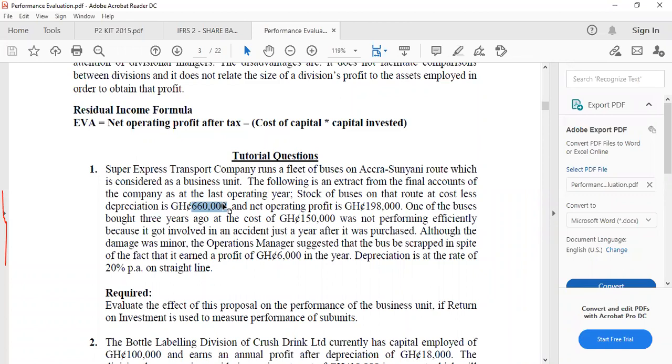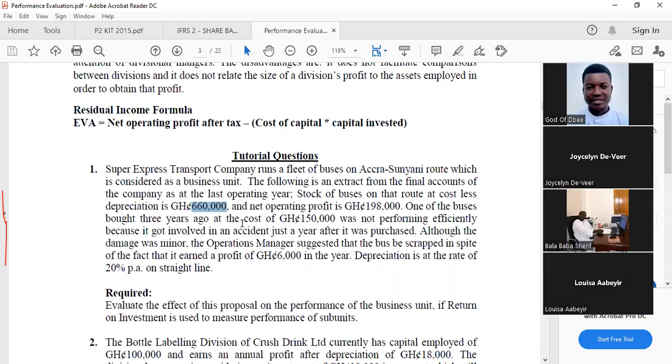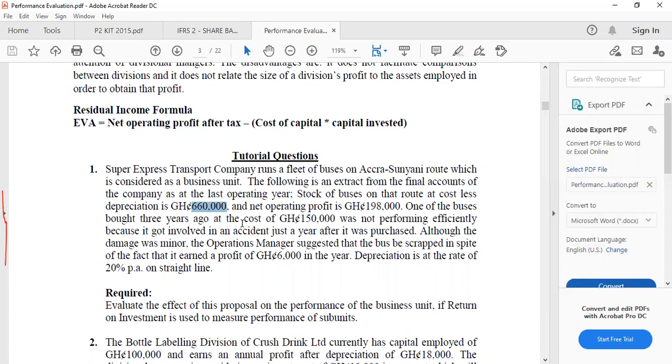Let's read the question. One of the buses bought 3 years ago, at the cost of 150,000, is inefficient because it was involved in an accident just a year after it was purchased. Although the damage was minor, the operations manager suggested that the bus be scrapped in spite of the fact that it earned a profit of 6,000 in the year. So if you are scrapping the bus, you are not going to get the 6,000 profit again. So your profit will reduce to 192,000.